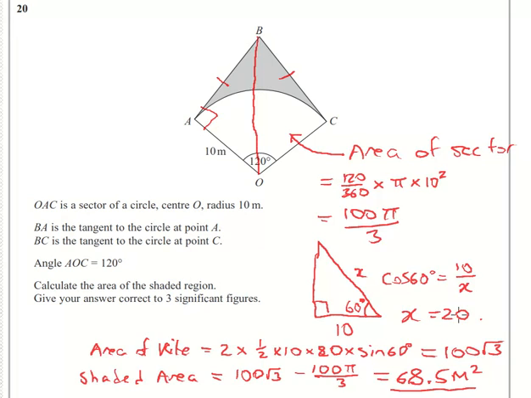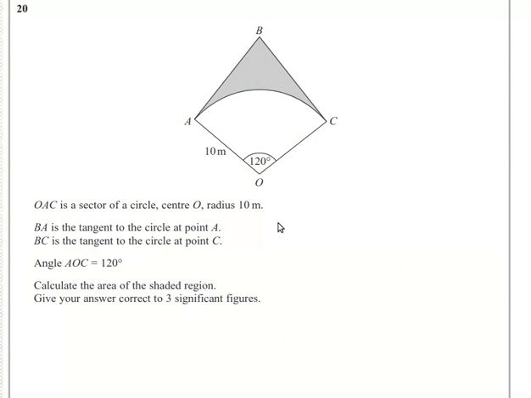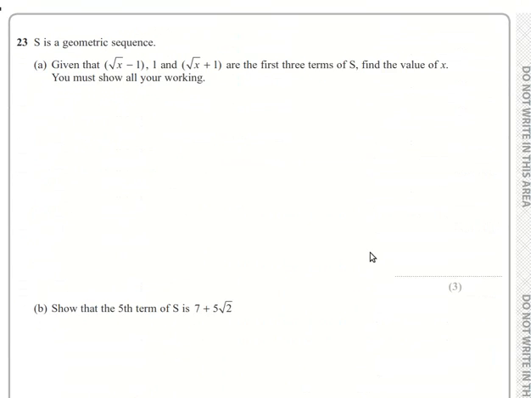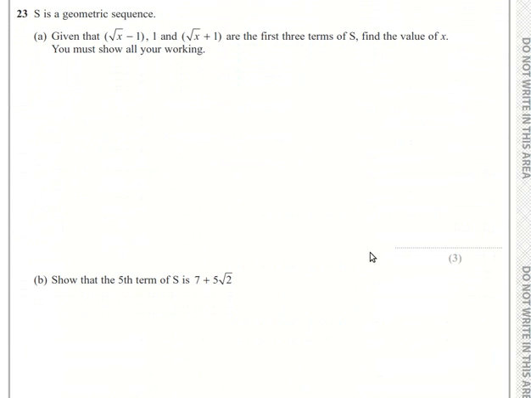Let's have a look at something else. Let's have a look at 23. Now, this one is about geometric sequences. So let's just quickly talk about what makes a sequence geometric. A geometric sequence is something where you're multiplying by the same number each time to get from one term to the next. So, for example, that is a geometric sequence.